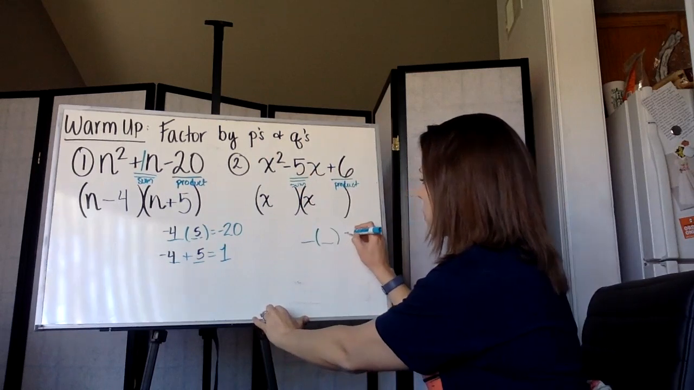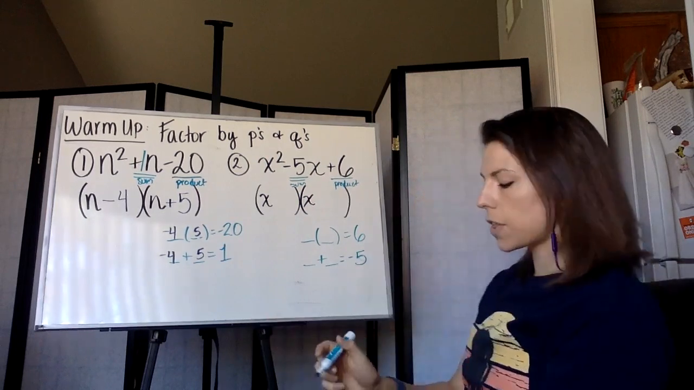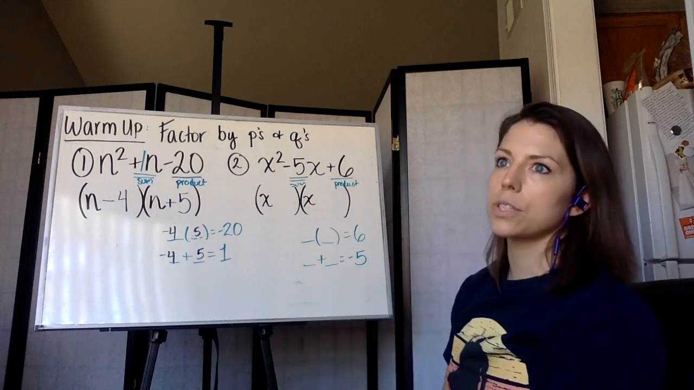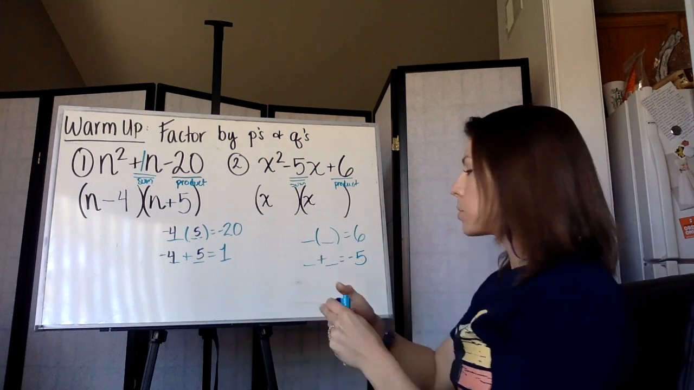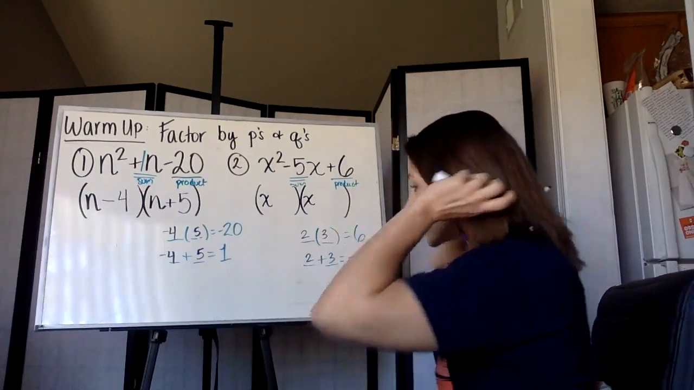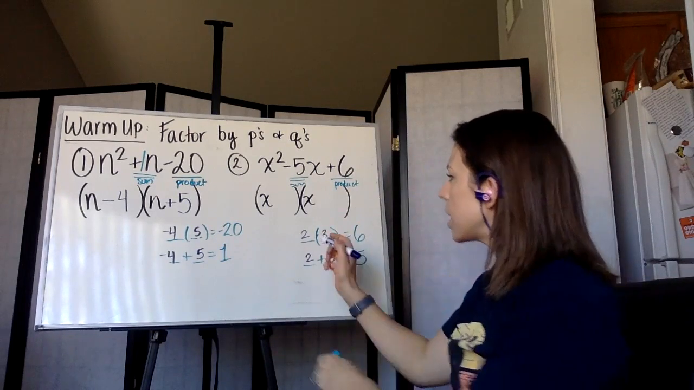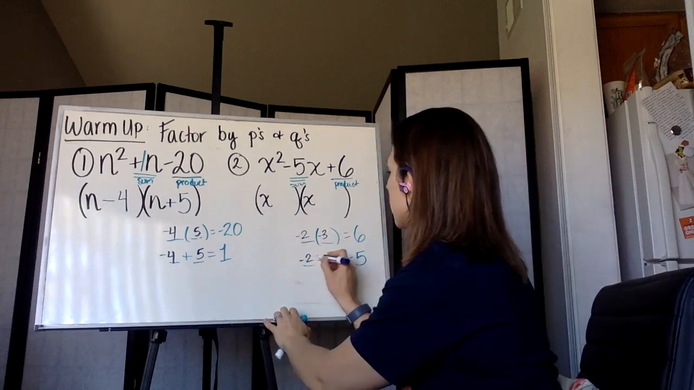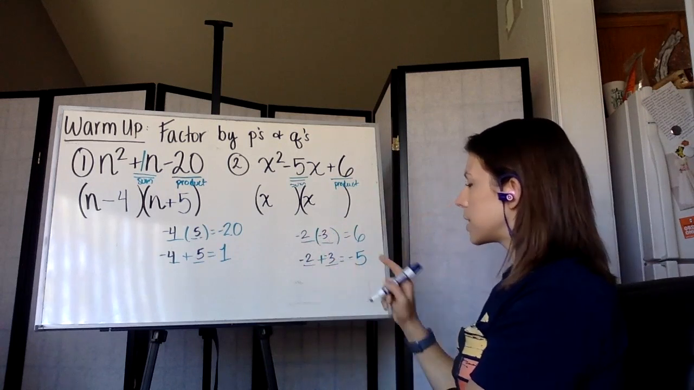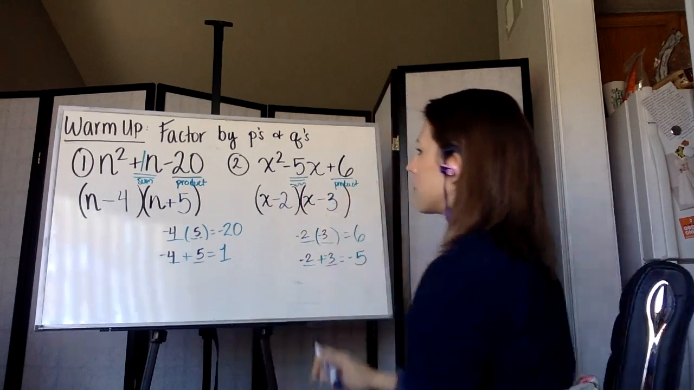So what times what equals 6, that when I add them together, I get -5? So I start thinking about products of 6. 6 and 1. But 6 plus 1 is 7. That's not close to 5. 2 and 3. 2 times 3 is 6. And 2 plus 3 is +5. So how do we get -5? What if we made them negative? -2 times -3 is still +6. -2 plus -3 is still -5. So my answer is -2 and -3.